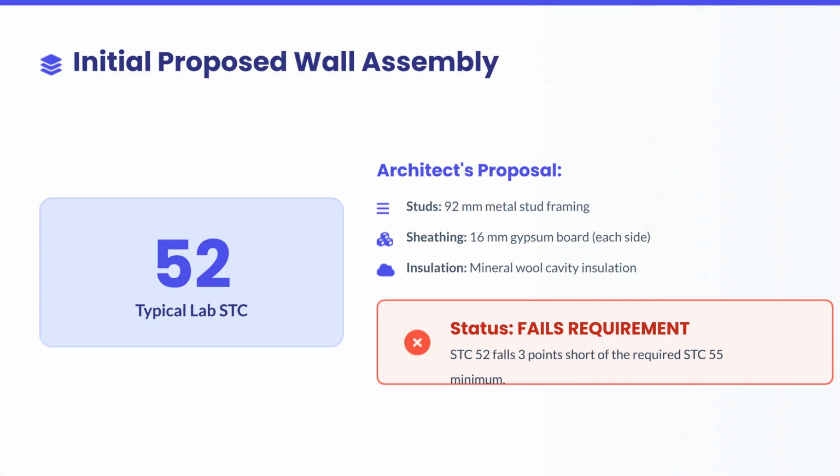The initial proposed wall assembly uses 92 mm metal studs, 16 mm gypsum board on each side, and mineral wool insulation, yielding a typical lab STC of 52. This fails the required STC 55 minimum by 3 points.